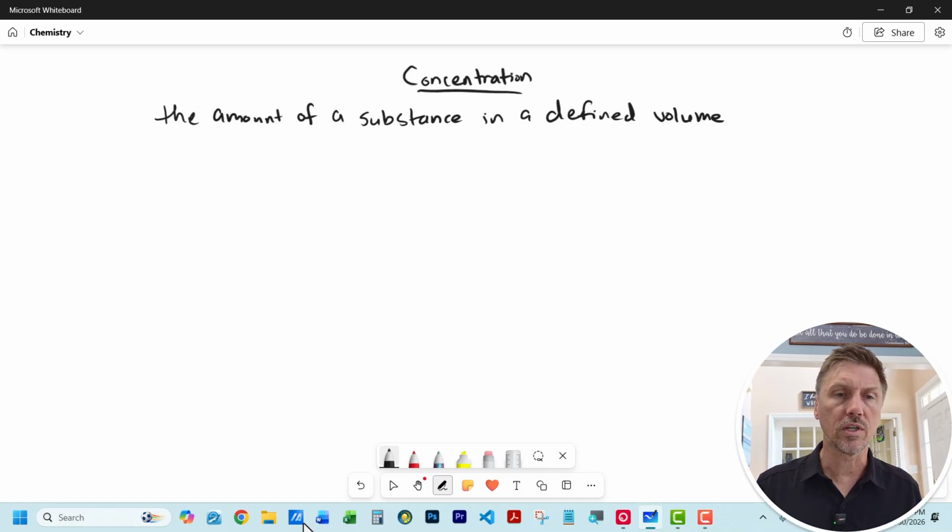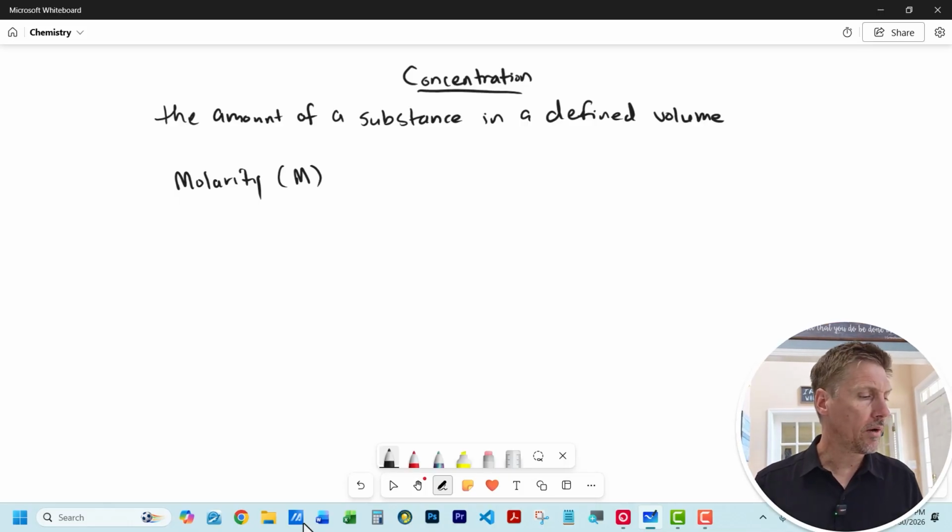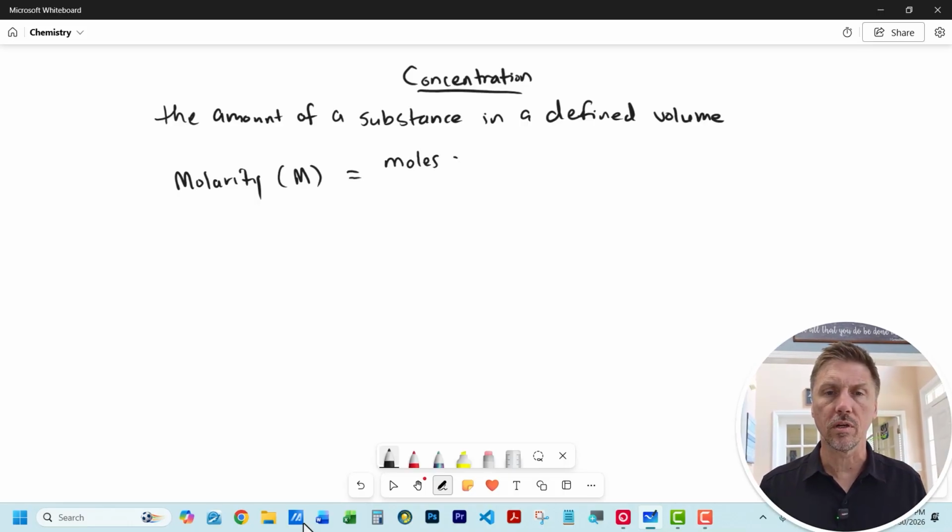So the first concentration unit we're going to talk about is molarity. All right, and we're going to use a capital letter M to represent molarity. And molarity is equal to, the formula we're going to use for that is moles of solute.